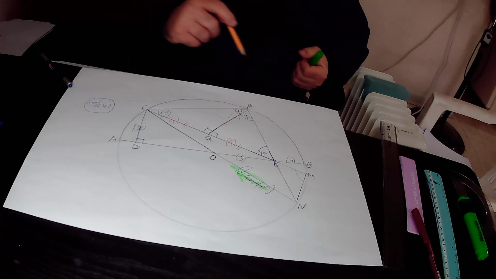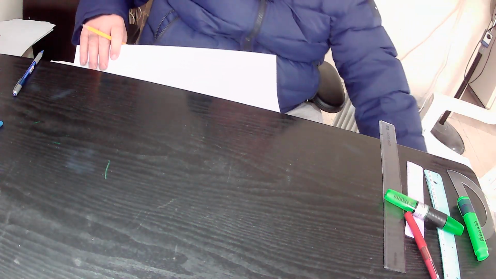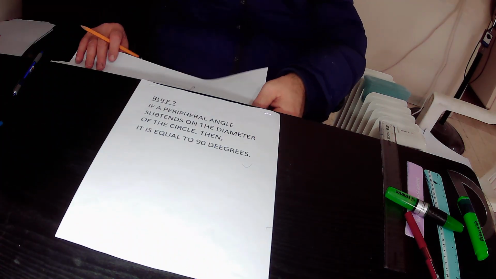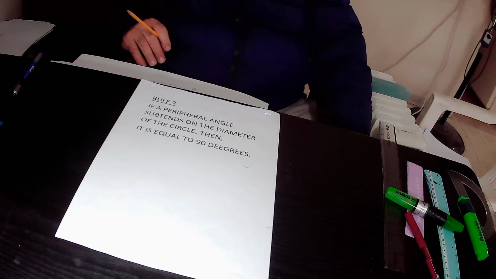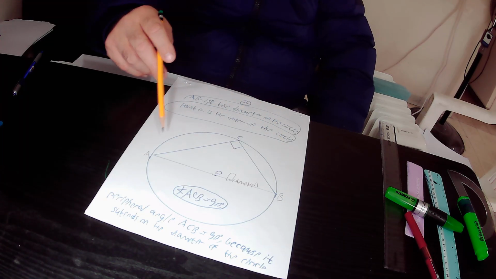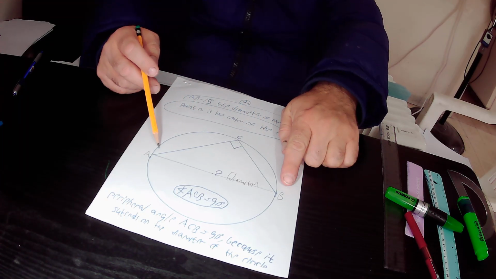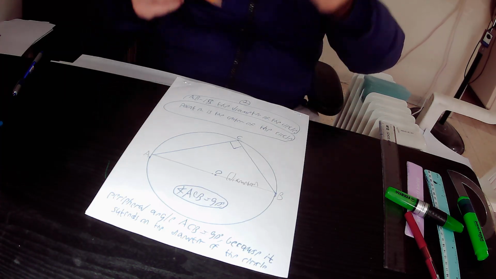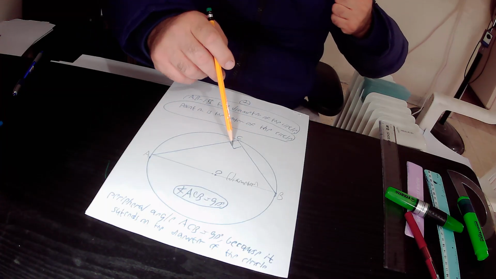So first click on rule 7. According to rule 7, if a peripheral angle subtends the diameter of the circle, then it is equal to 90 degrees in its size. The moment we have a circle, this is peripheral angle ACB, and we know that peripheral angle ACB subtends the diameter of the circle. That is to say, chord AB is the diameter of the circle, and therefore according to rule 7, peripheral angle ACB must be equal to 90 degrees in its size.